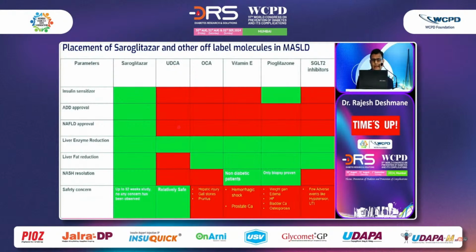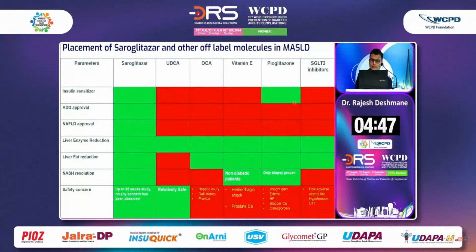UDCA doesn't have any benefit; there is only a reduction in liver enzymes. It's also very safe. Whereas OCA and vitamin E reduce the liver enzymes or liver fat content, but don't have a proven approval for NAFLD or a biopsy-proven reduction in hepatitis.